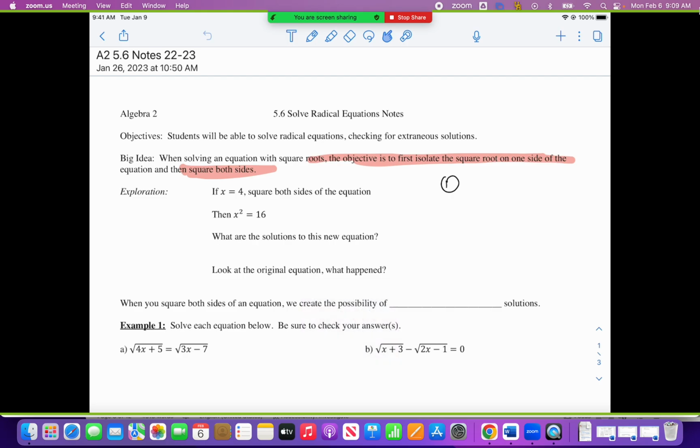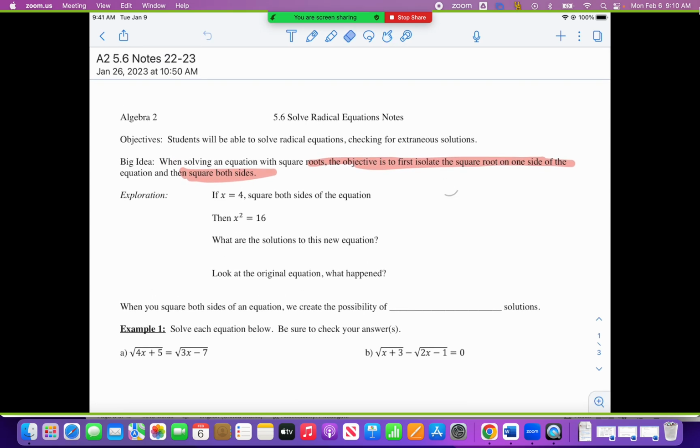All right, so the big idea is when solving an equation with square roots, the objective is to first isolate the square root on one side of the equation, then square both sides. So what I want you to see is that I'm going to do a little exploration.